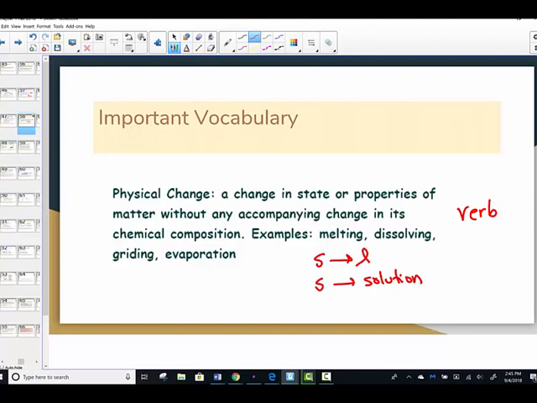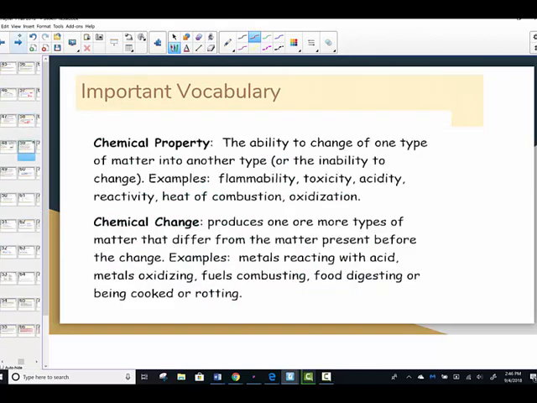Grinding and evaporation. Evaporation is a liquid going to a gas. So any phase change is an example of a physical change. Any process of dissolving or simply changing shape are also examples of physical changes. It is an action word, but it does not result in a new compound.